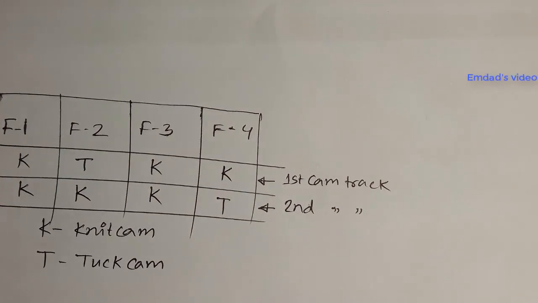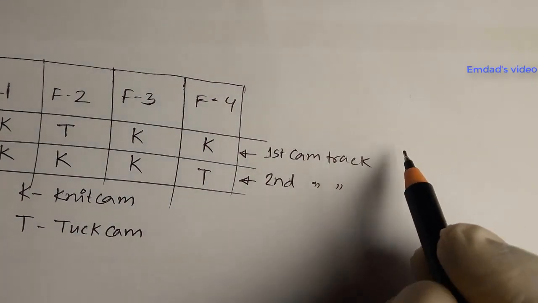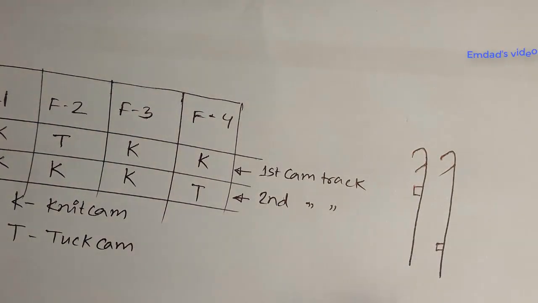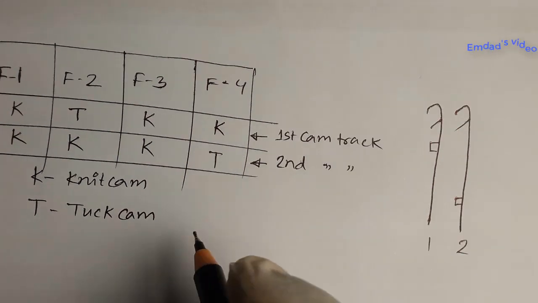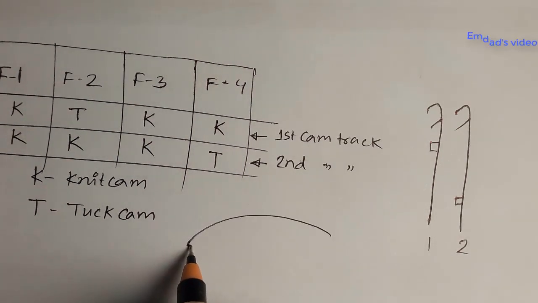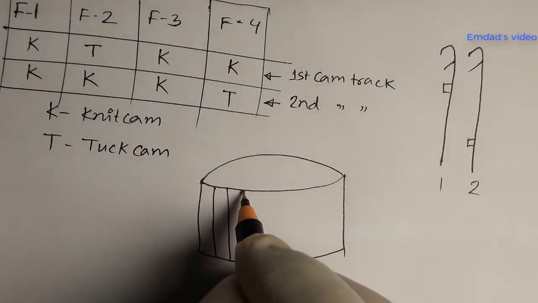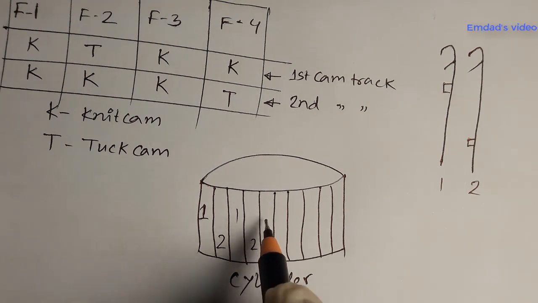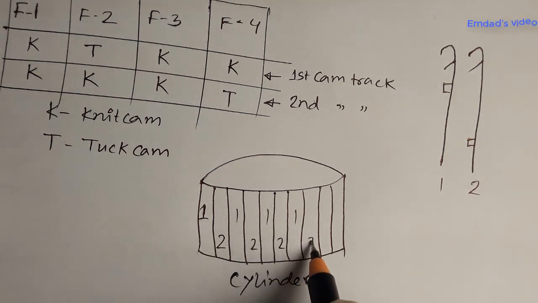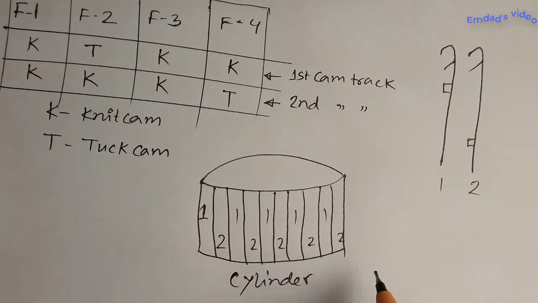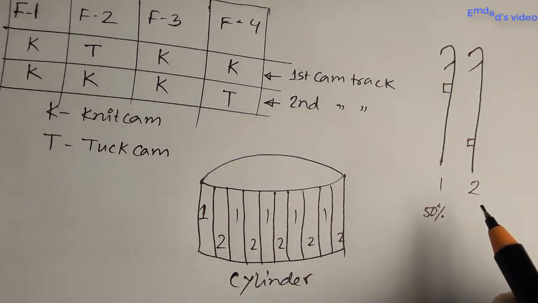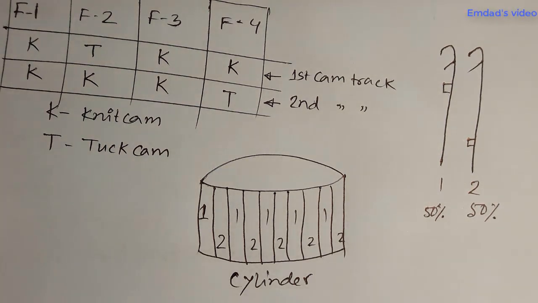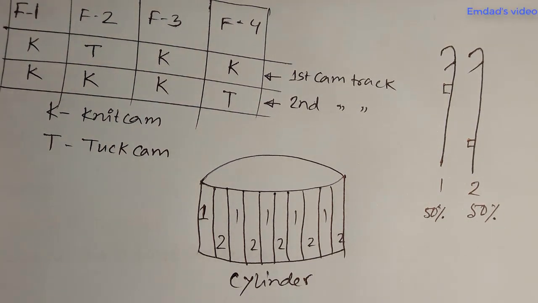Needles will be required in 2 butt positions, butt position 1 and butt position 2, these are the latch. This is 1 and this is 2. So the needle arrangement will be, if this is a cylinder, these are the tricks of the cylinder, needles will be 1 2 1 2 1 2 1 2 1 2. So 50% of needles will be first butt position needles and the other 50% will be second butt position needles. So this is the needle set out for single lacoste.